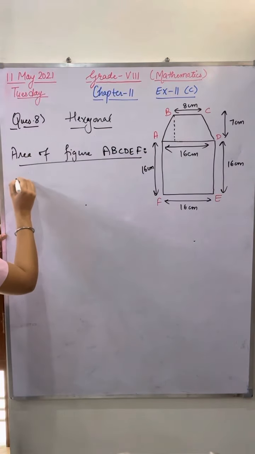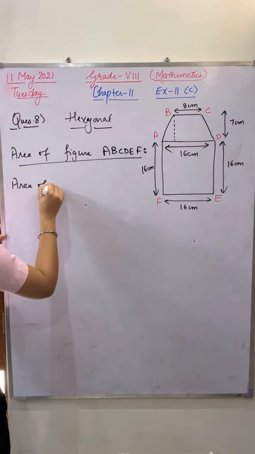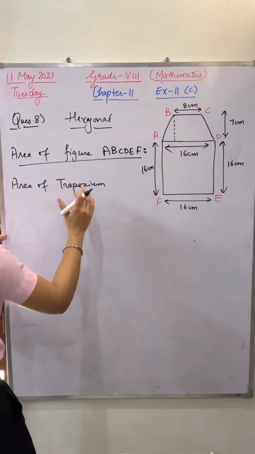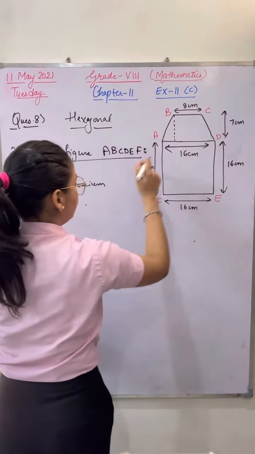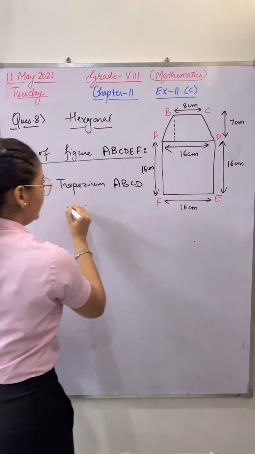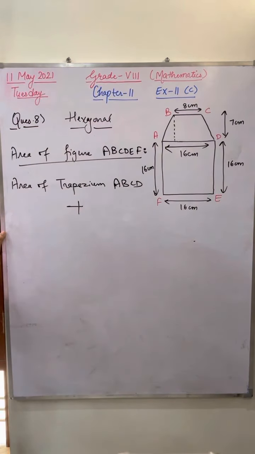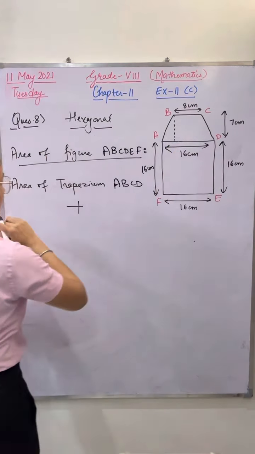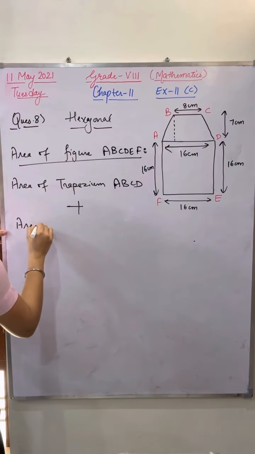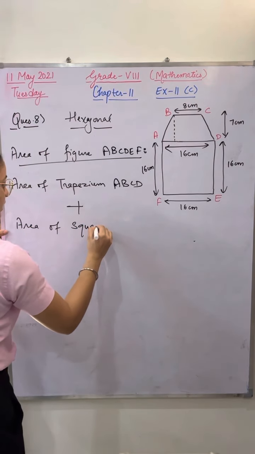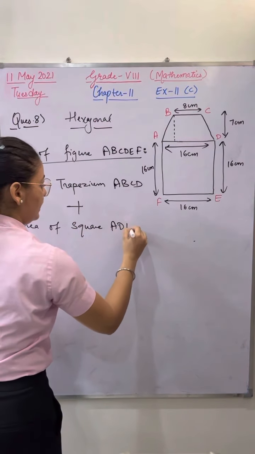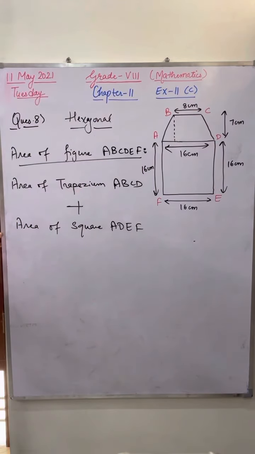So, it is equal to area of trapezium. Mention the name. Area of trapezium, which trapezium? A, B, C, D. Please look at the board very carefully. Next is area of square, area of square A, D, E, F. You have to add both the areas.